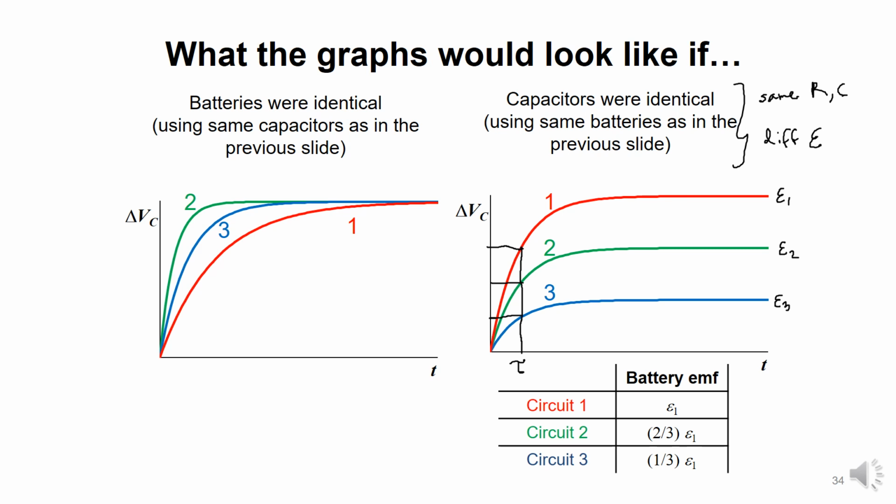Okay, here, let's try to sketch it on the graph. So that would be 63% of E1 at the top, then 63% of E2, and 63% of E3.